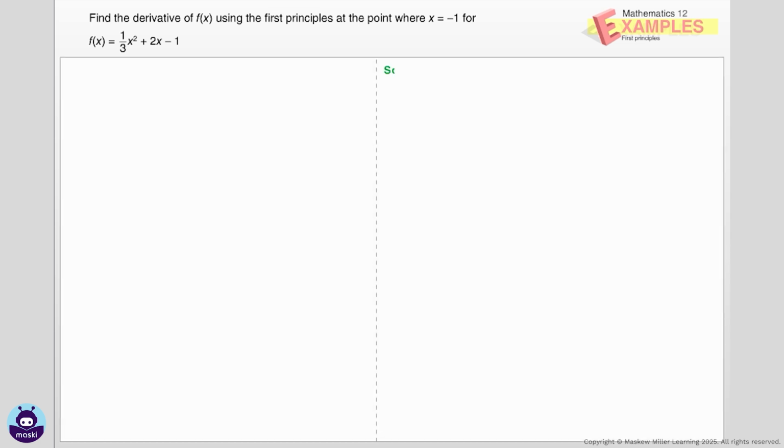Example 6. Find the derivative of f(x) using first principles at the point where x equals -1, for f(x) equals 1 over 3x squared plus 2x minus 1. Solution.